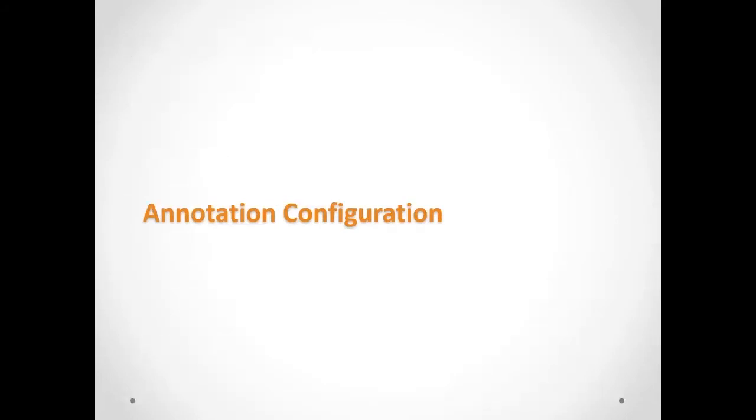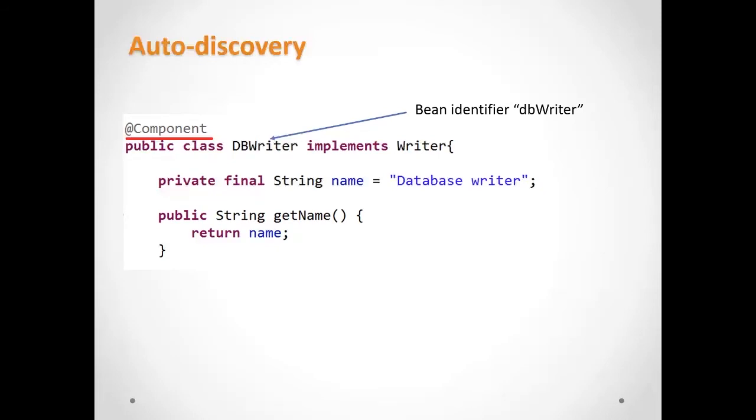The next configuration type is annotation configuration. In this configuration type, you don't need to write any specific configuration files, but the only thing you need to do is to put the annotation @Component, @Service, @Controller, or @Repository on your Spring class, and after that, Spring will detect these bean candidates and register them.